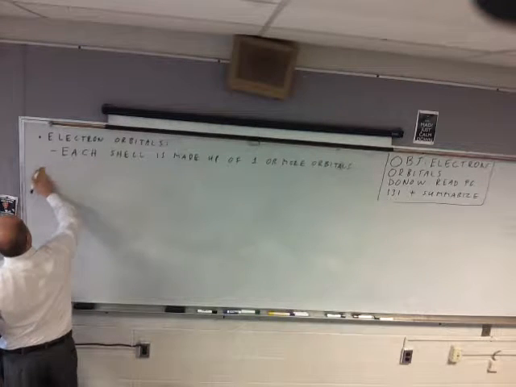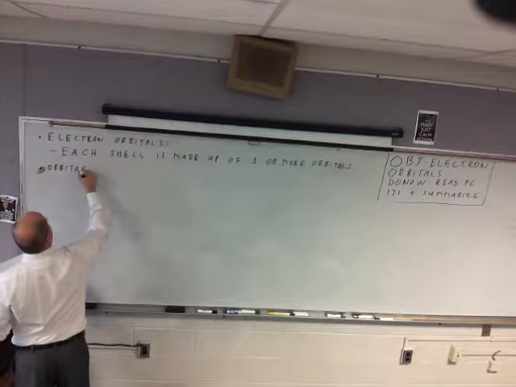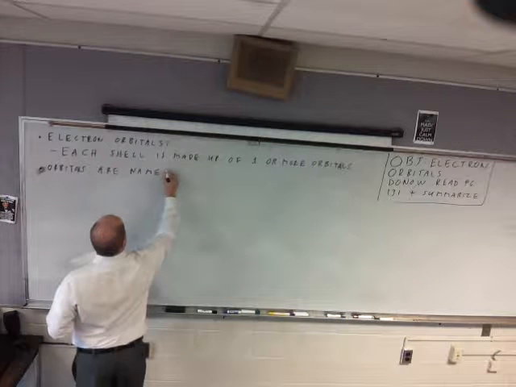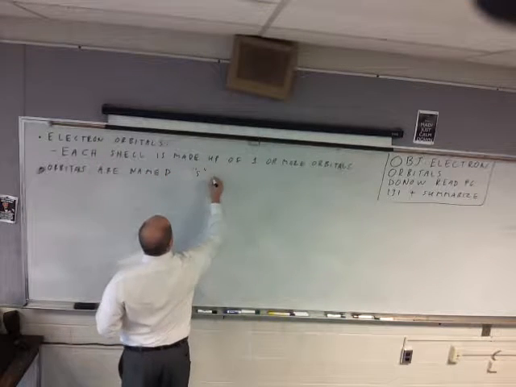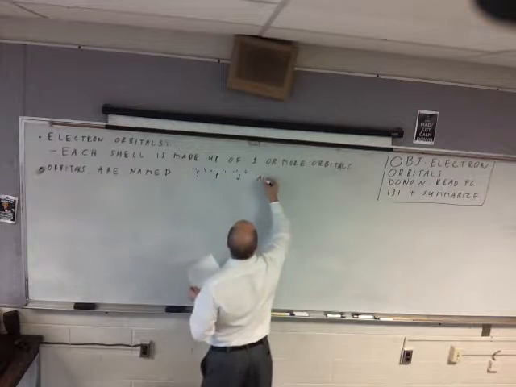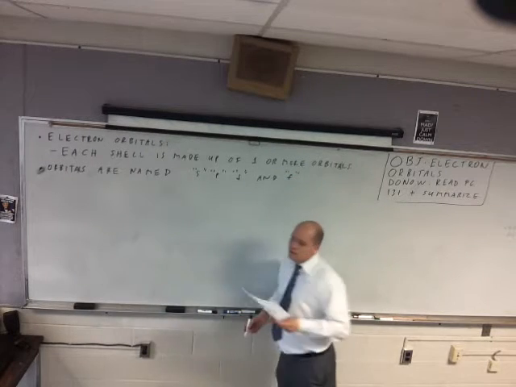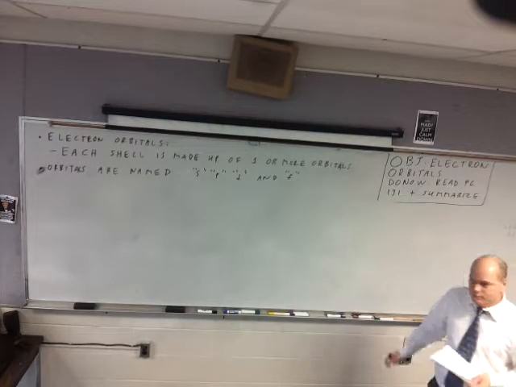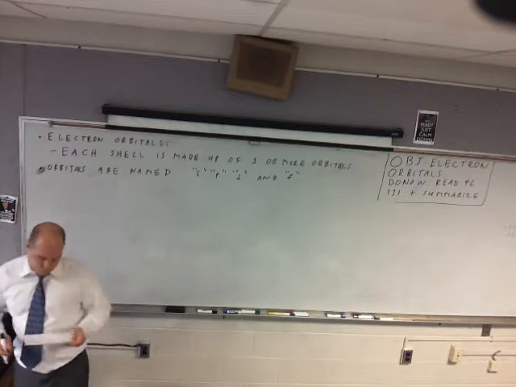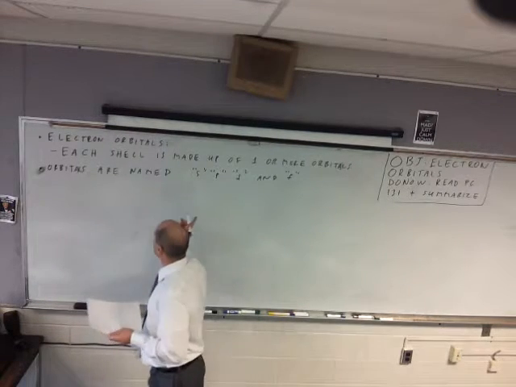Let's get a second here. Orbitals are named S, P, D, and F. Scientists are very creative, so we named the 4 of them after letters. And any shell within an atom may have one or more of these.